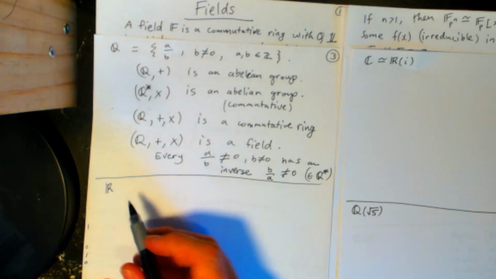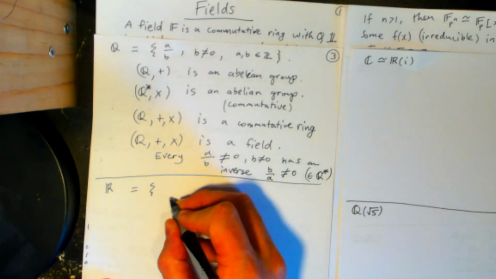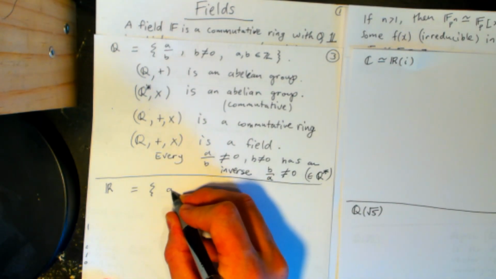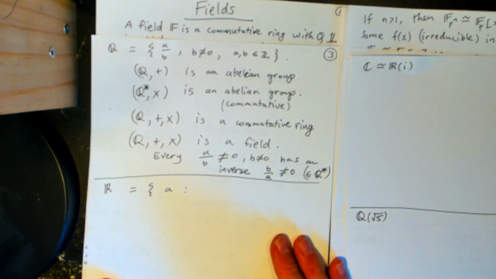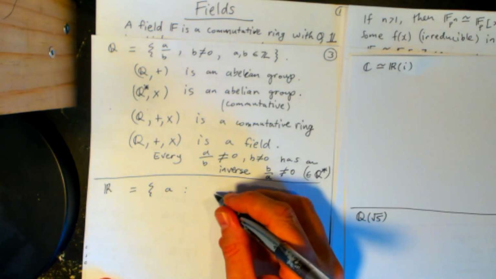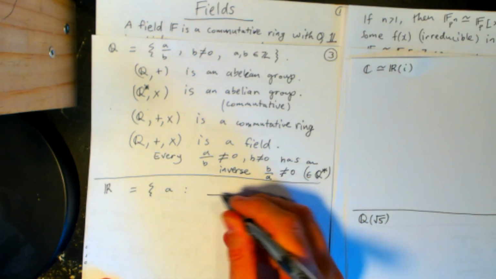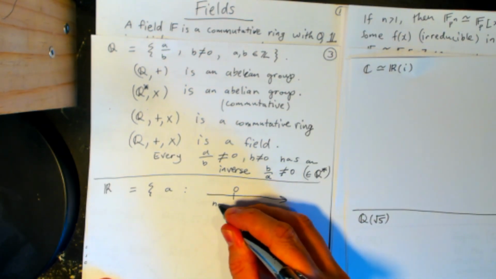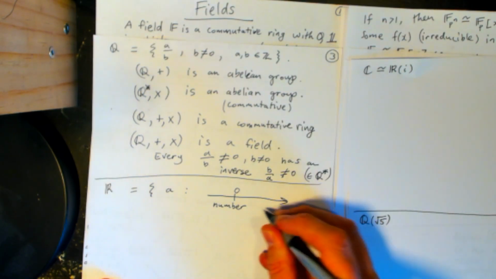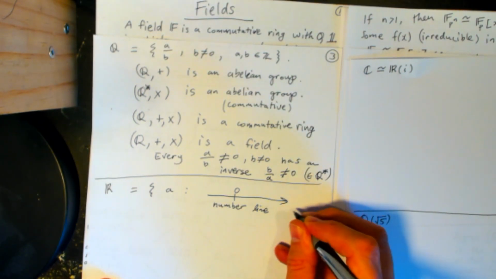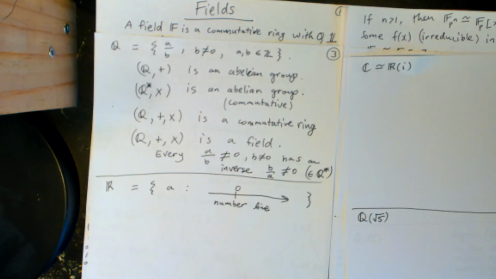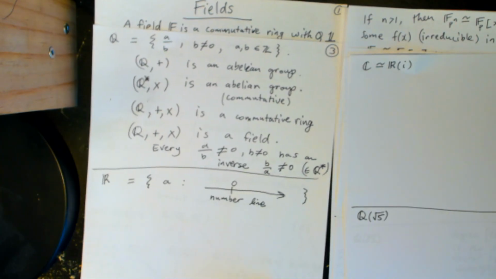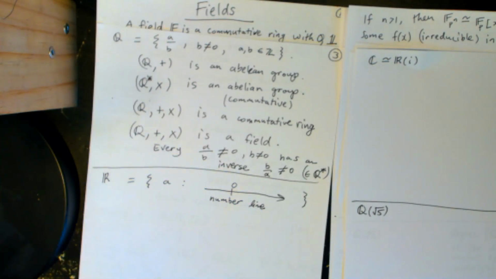Okay, so for the real numbers, this is basically the set of all A such that between any two real numbers, there's another real number. So I'll just describe this geometrically as the number line, because it's a bit involved to describe this set without this geometric notion here.